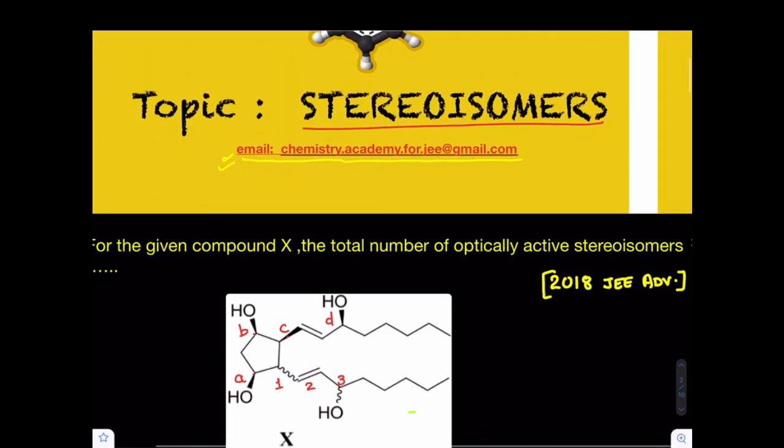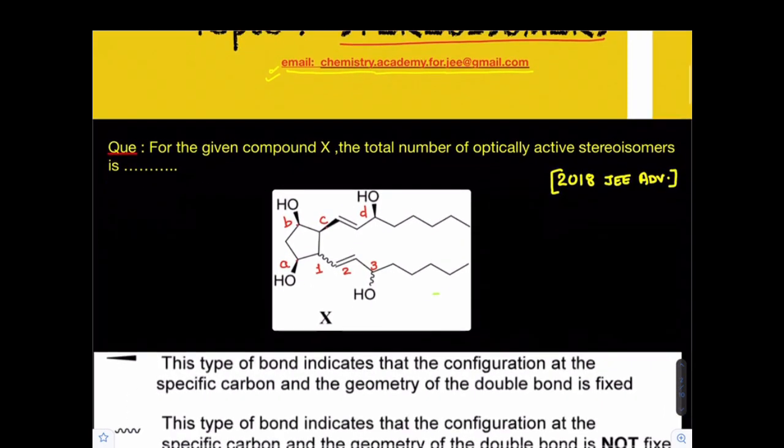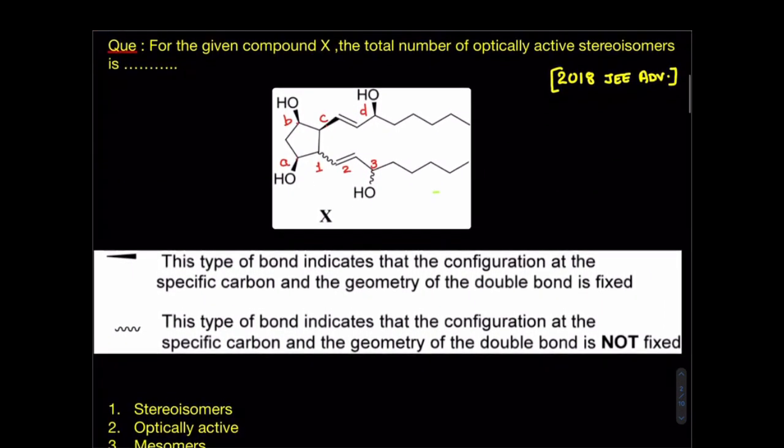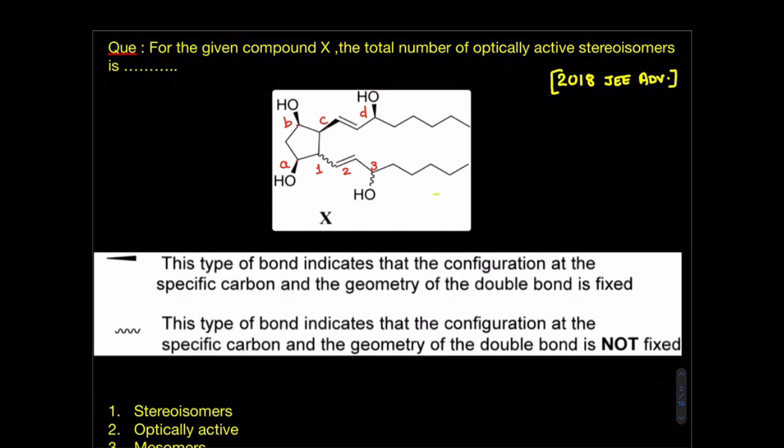So let's move to the question. The question in 2018 was, for the given compound X, the compound is drawn below. You can see here, the total number of optically active stereoisomers.